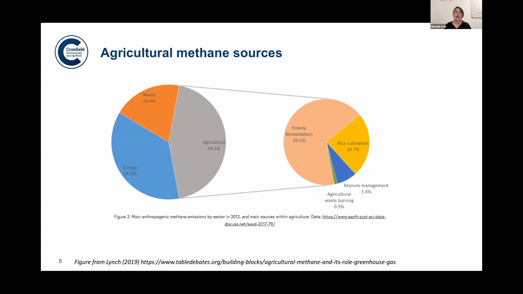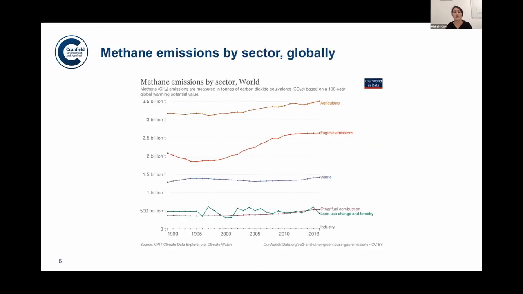The other larger slice of the pie there is rice cultivation, so paddy fields, and that is a source of both methane and nitrous oxide emissions. And we've got manure management, again, that's a source for methane shown here, but also nitrous oxide, and that's from all types of animals. So those are the key methane sources.